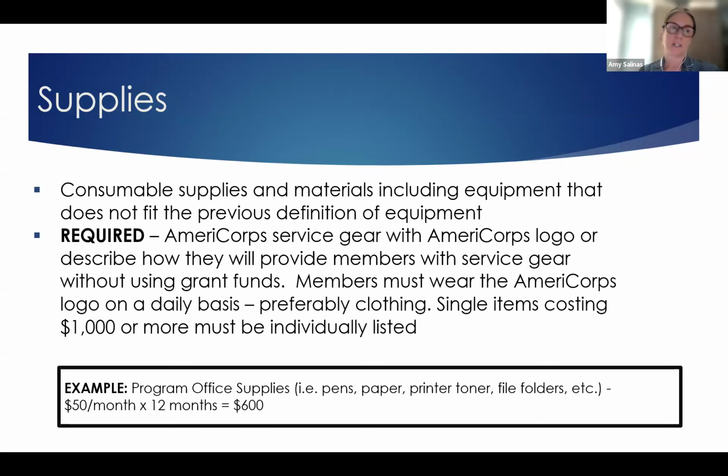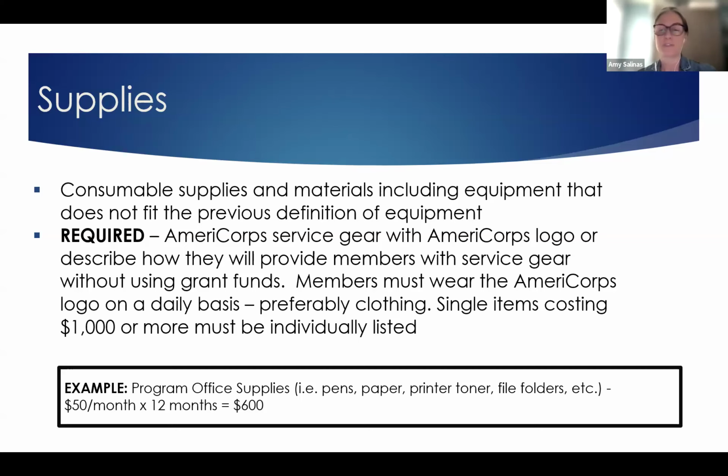And then the 5th subsection, section E, is supplies. The supplies section includes consumable supplies and materials, including equipment that doesn't fit that previous definition of equipment that we just talked about. It's required that all AmeriCorps programs budget for AmeriCorps service gear with the AmeriCorps logo. This could be branded polos or t-shirts, AmeriCorps lanyards, name tags with the AmeriCorps logo, or describe how you're going to provide members with that service gear without using grant funds.